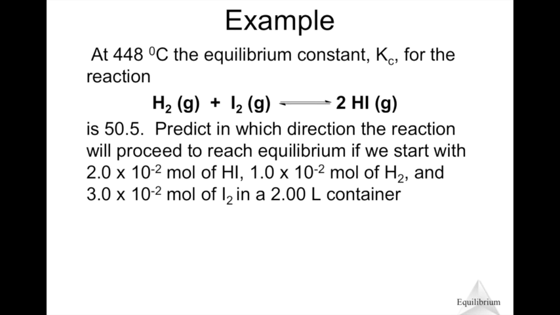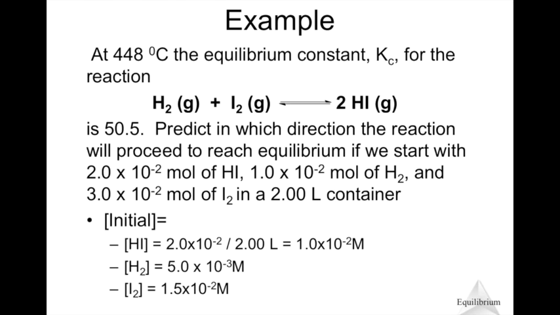So here's an example. At 448, the equilibrium constant, Kc, for the reaction H2 plus I2 yields 2HI, reversible, is 50.5. Predict in which direction the reaction is going to proceed if we start with these amounts: 2.0 times 10 to the negative second moles of HI, that much H2 and this much I2 in a 2-liter container. Well, we need to get our initial concentrations, which isn't all that hard because concentration is moles per liter, so 2.0 times 10 to the negative second divided by 2 liters is 1 times 10 to the negative second molarity.